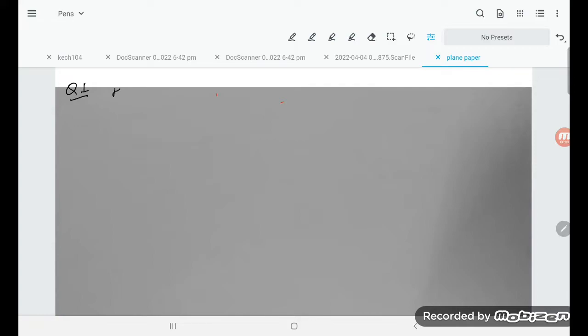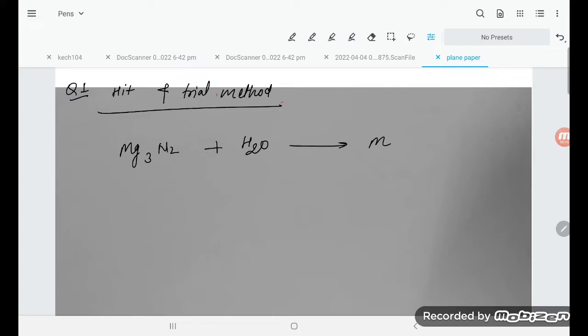What is the hit and trial method? With this method we are going to balance the equation. A question is given: Mg3N2 plus H2O gives magnesium hydroxide, Mg(OH)2, and ammonia is being released. Now how to balance, students?